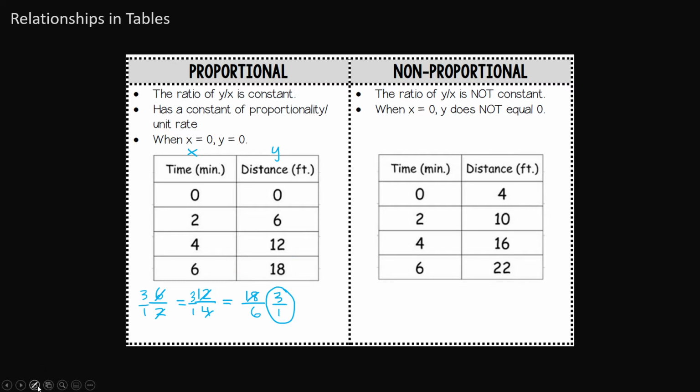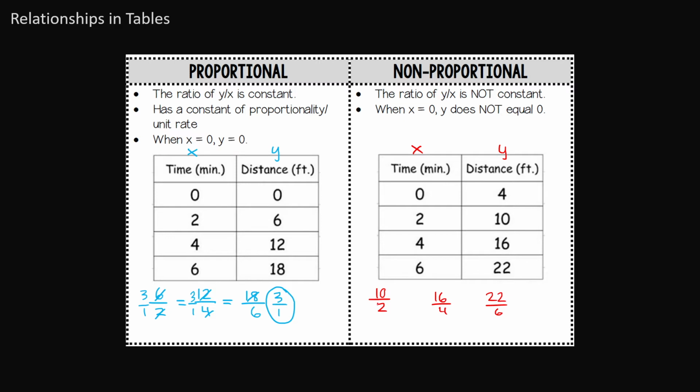In a non-proportional table, the ratio of y over x is not constant. So again, we have x and y. And also in a non-proportional table, when x is 0, y cannot equal 0. So for example, in this table, we see x is 0, and at the same time, y is 4. So automatically, this tells us this is not proportional. But let's take a look at the ratios anyway. Let's compare feet per minute. So we've got 10 over 2, we have 16 over 4, and we have 22 over 6.